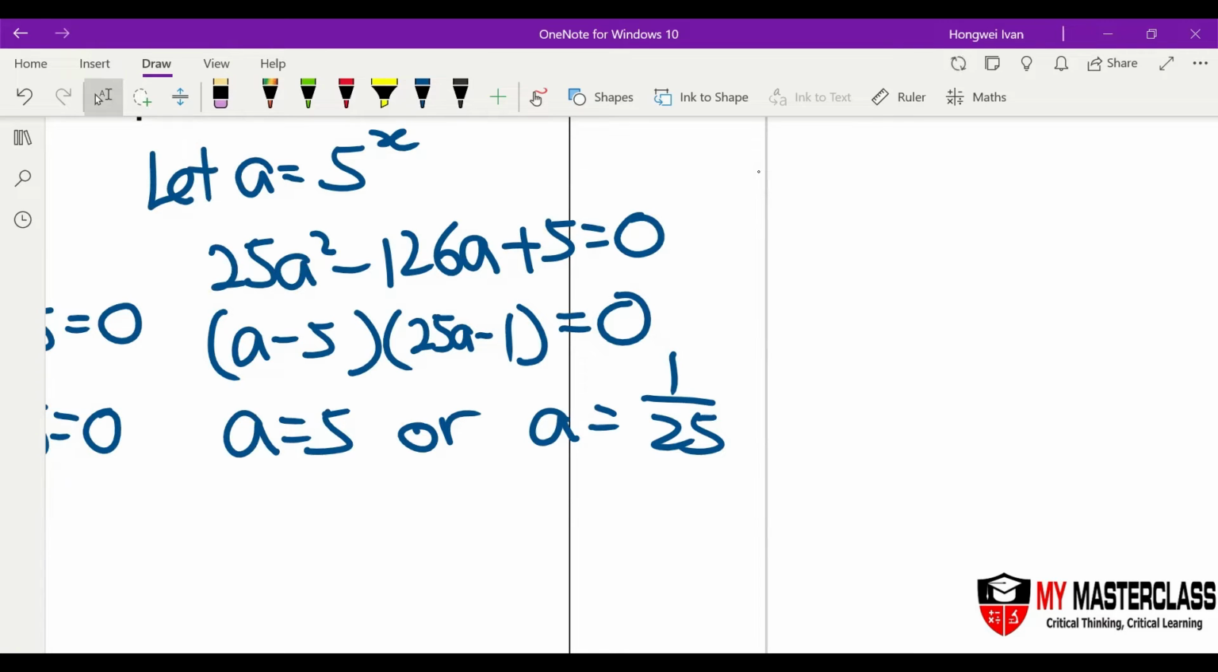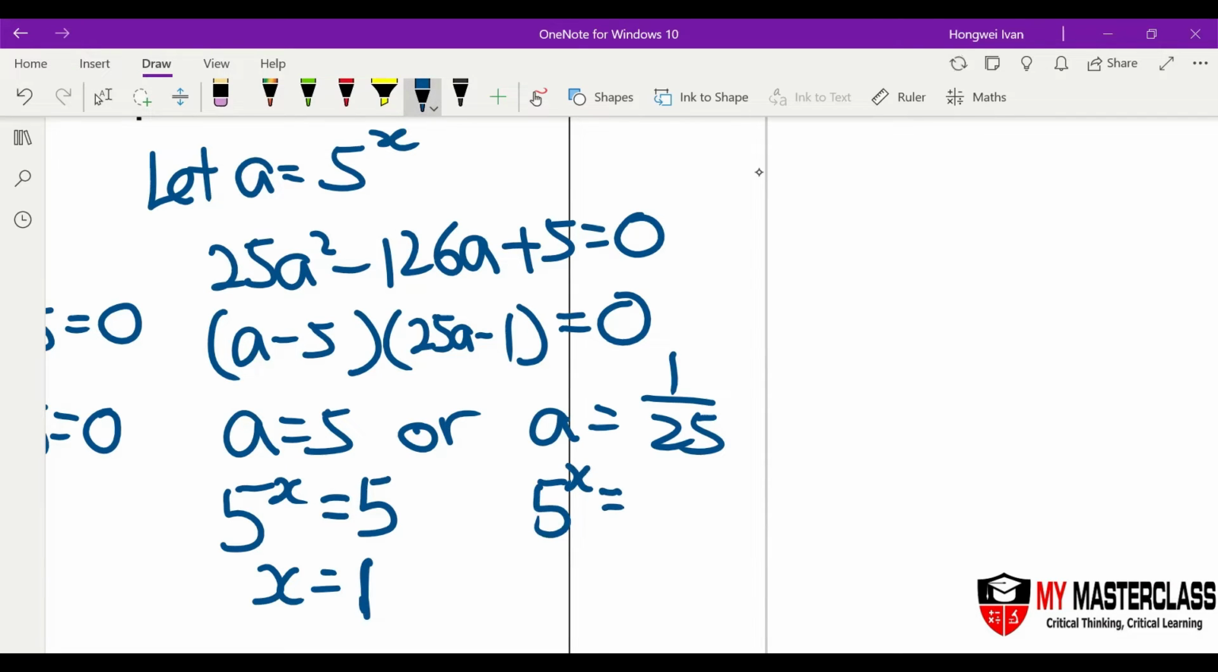No, we remember we replace a by 5 power x. If 5 to the power x is equal to 5, then 5 to the power y is still equal to 5. Very good. Now, 5 to the power x equals 1 over 25.